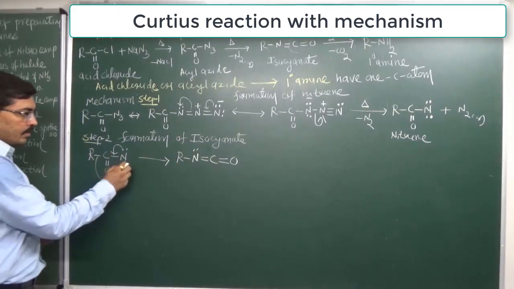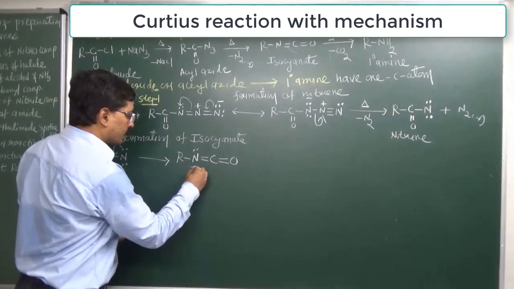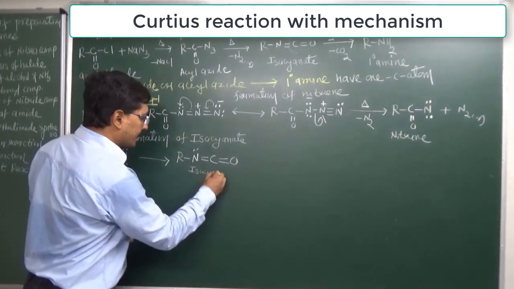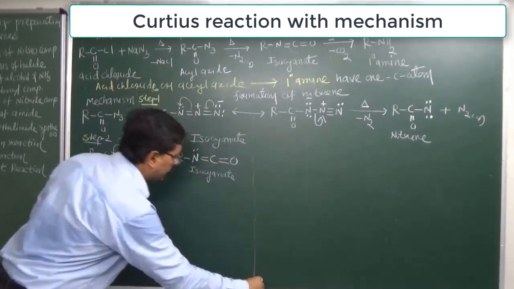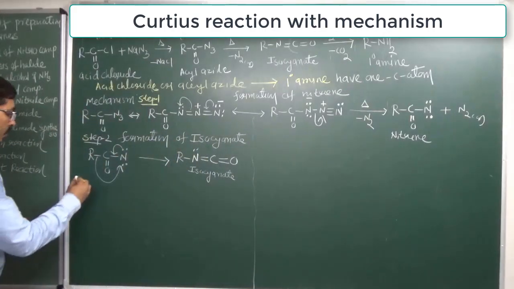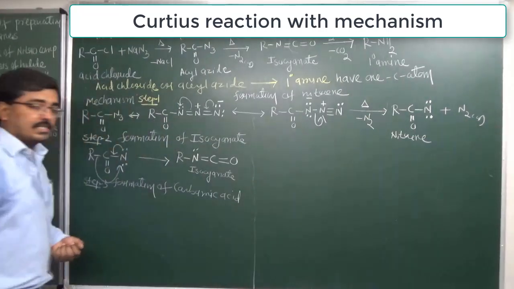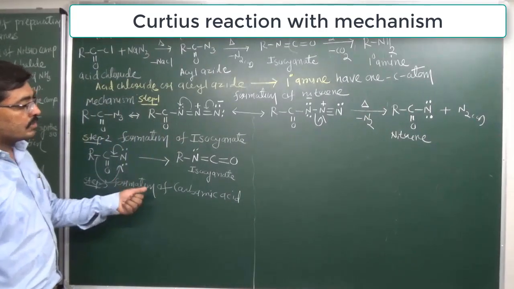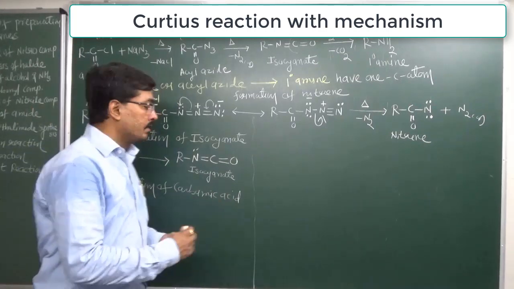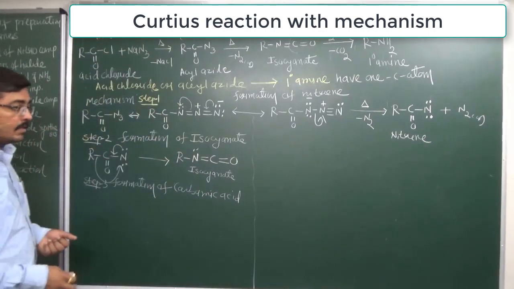Alkyl group transfer on nitrogen. So whatever structure is obtained is known as an isocyanate. Now, in the next step of the mechanism, the isocyanate undergoes hydrolysis. The next step of the mechanism is the formation of carbamic acid. This isocyanate undergoes hydrolysis and is converted into a carbamic acid.